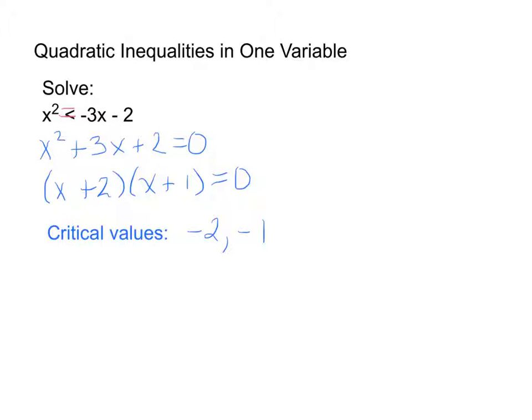It's kind of similar to when you're looking at graphing an inequality in two variables. The first thing you come up with is this boundary line. These critical values are the boundaries of the solution set. Once I have my critical values, with a quadratic, I could get 0, 1, or 2 critical values, but 2 is going to be the most common.